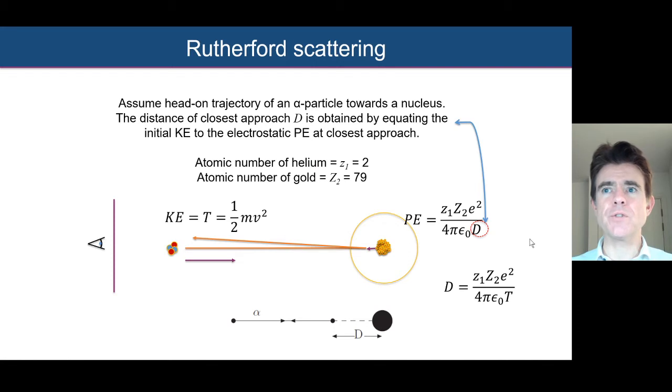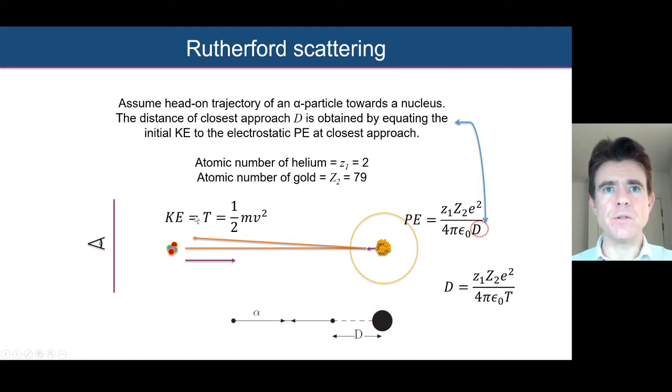So let's take a look a little bit at the mathematics here, and try to figure out the size of the nucleus relative to the atom. We know that we're getting these very severe backscatters, but what can we figure out about the size of the nucleus? So what we're going to do here is assume a head-on trajectory of the alpha particle heading towards a nucleus of a gold atom. This is one of the atoms in that gold foil.